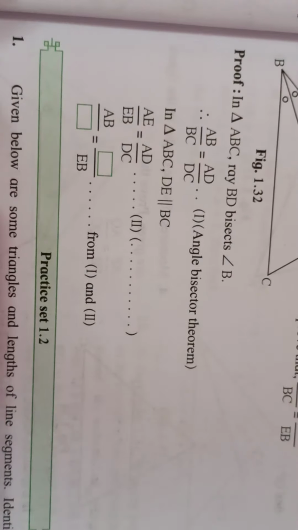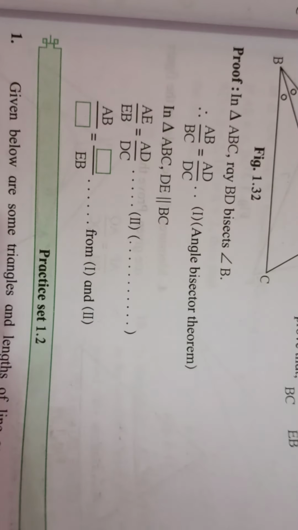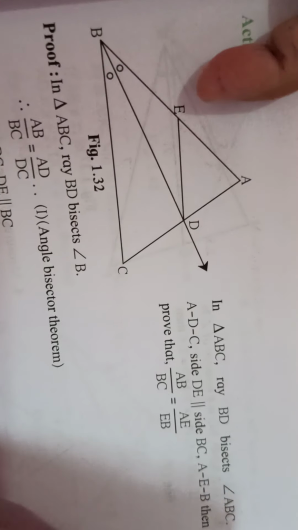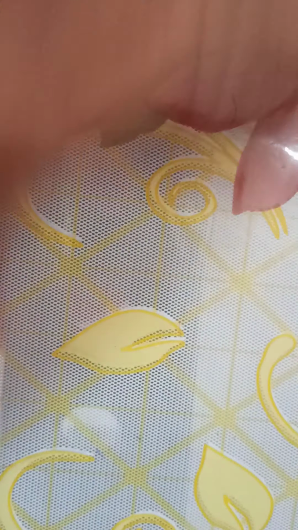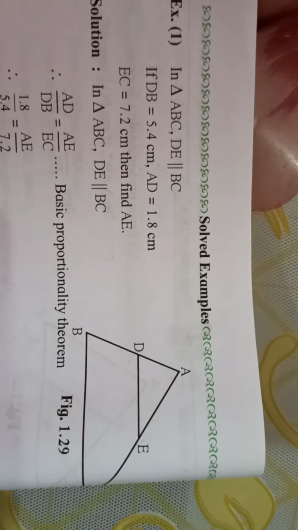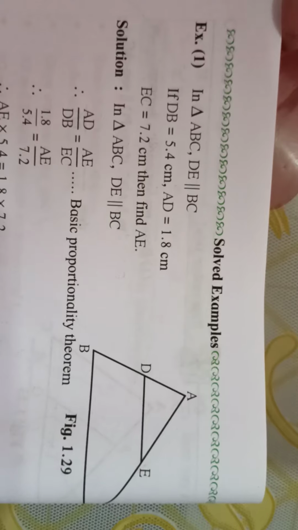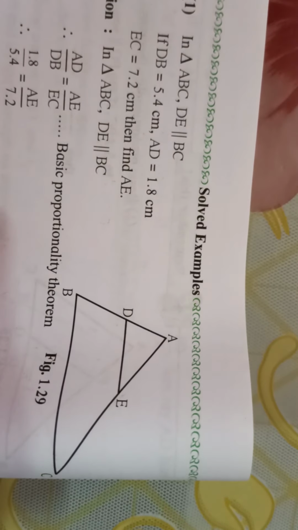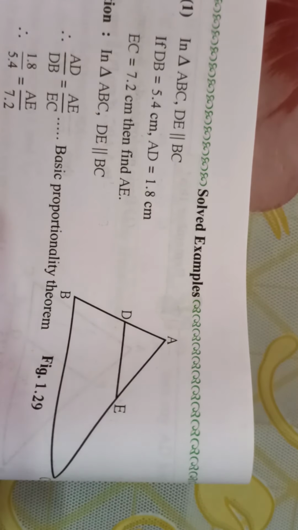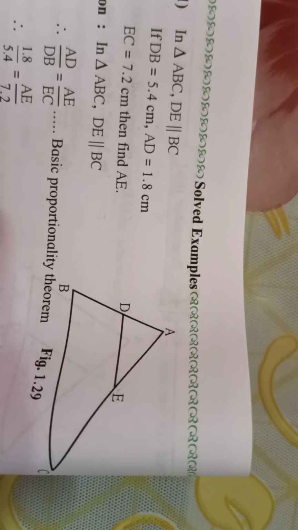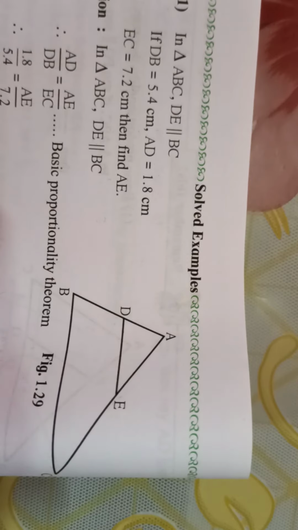Now for the questions based on BPT, see page number 12. Open page number 12, solved examples. Figure 1.29. Example. In triangle ABC, DE is parallel to BC. DB is given 5.4, AD is 1.8, EC is given 7.2, and we have to find AE.